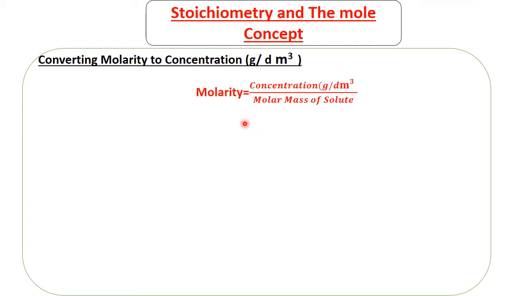So the formula is molarity is equal to concentration in grams per decimeter cubed over molar mass of the solute. If you have the molar mass of the solute, you can just divide the concentration in grams per decimeter cubed by the molar mass. You're going to get the molarity.